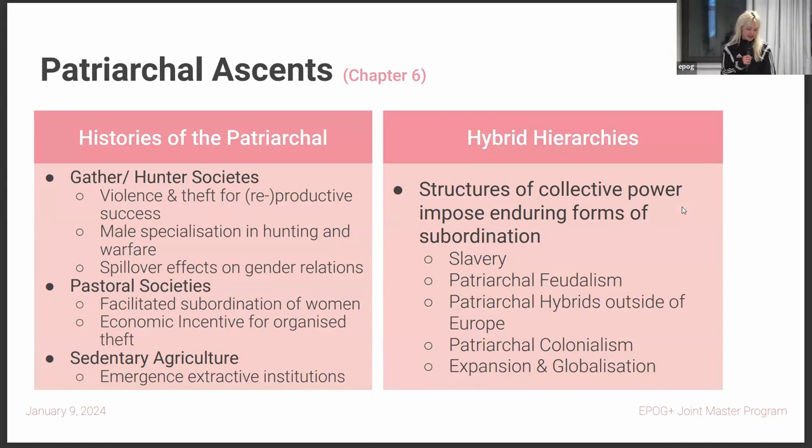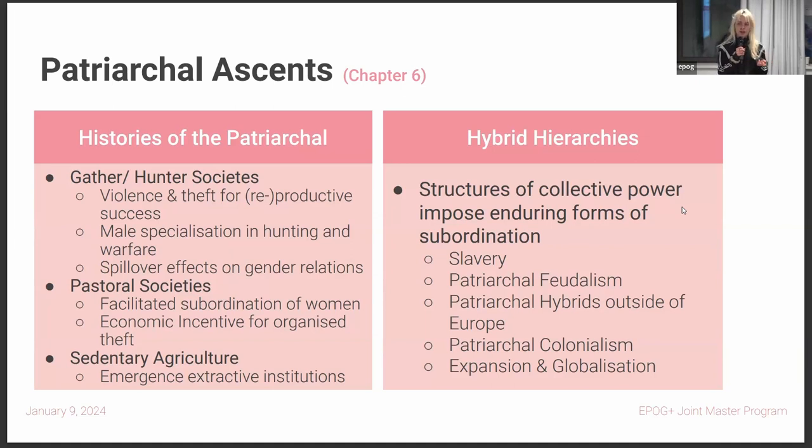Okay, I'm going to continue with a short summary of chapter six. It is called Patriarchal Ascents, and it is basically about the fact that our understanding of institutional construction of structures of collective power is incomplete, and that we need to look at history and understand it in the way that multiple interactions between structures of collective power are based on socially assigned group membership, and that, as we've already heard in the presentation before, patriarchal and authoritarian institutions appear to have co-evolved.